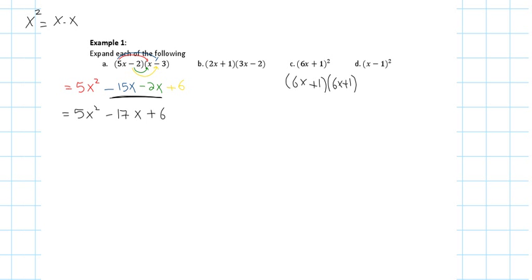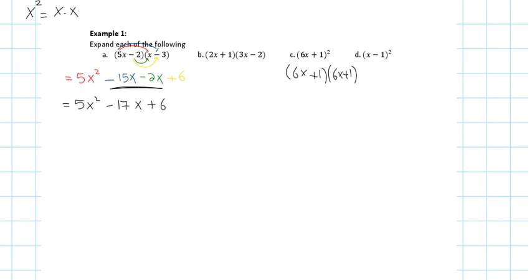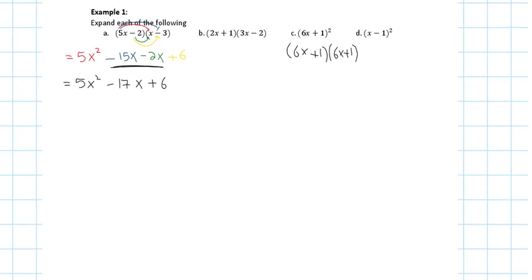Okay. So let's take up the second. So I'm going to write it right here. I have 2x plus 1 and then 3x minus 2. First, I'm multiplying. What do I multiply? 2x times 3x. So that gives me 6x squared.